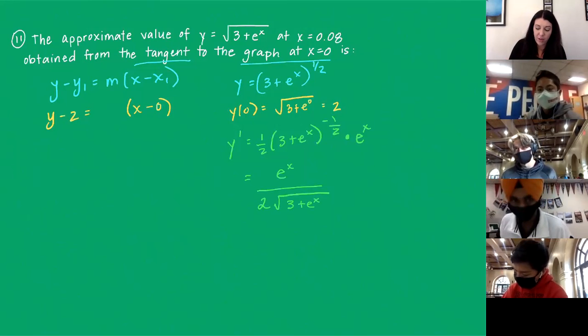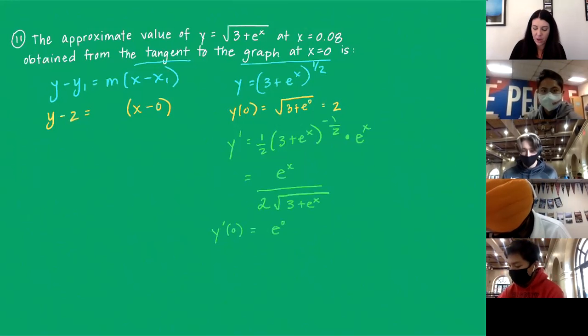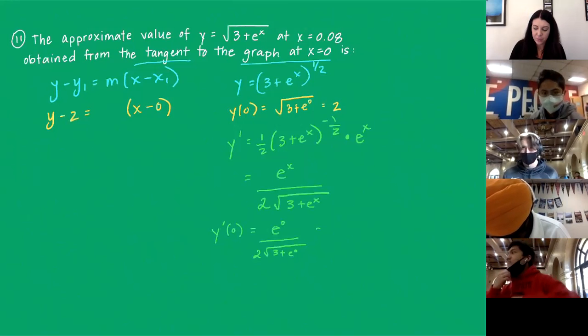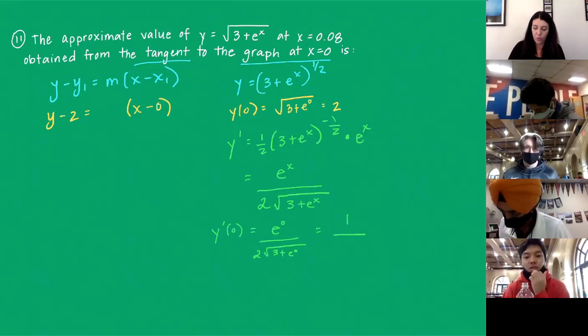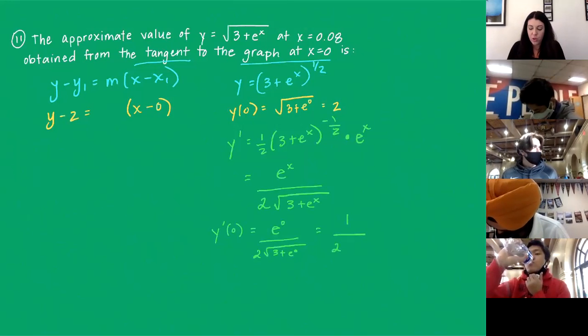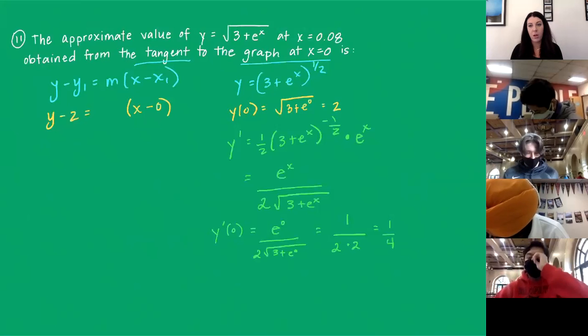Okay, and now we're trying to evaluate that y prime at 0. So I'm going to plug in 0 for each of those things. We get e to 0 over 2 times the square root of 3 plus e to the 0. e to the 0 is 1, over 2 times the square root of 4, so 2 times 2. So we get positive 1/4.